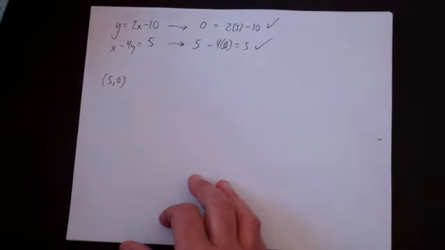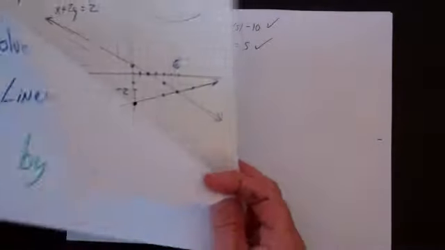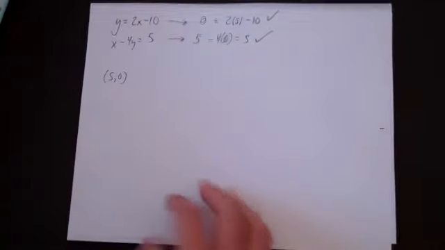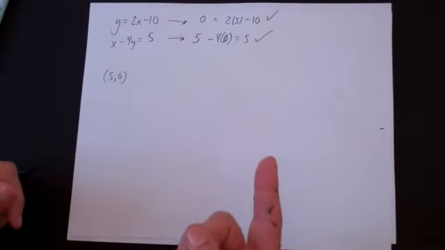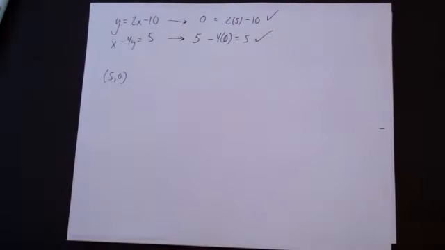Anyway, that's how you solve systems of linear equations by graphing. There's basically 3 steps. Graph the first line, graph the second line, see where they cross.